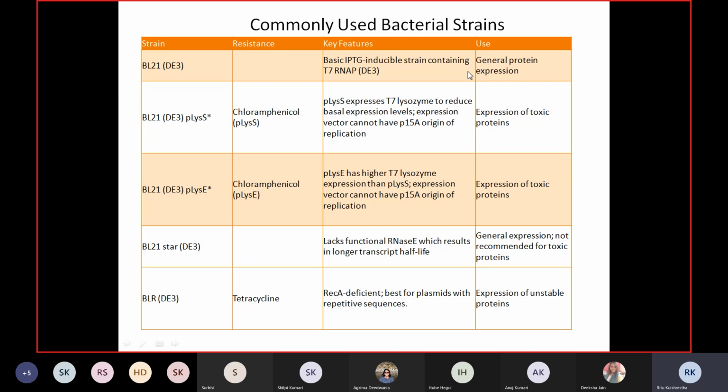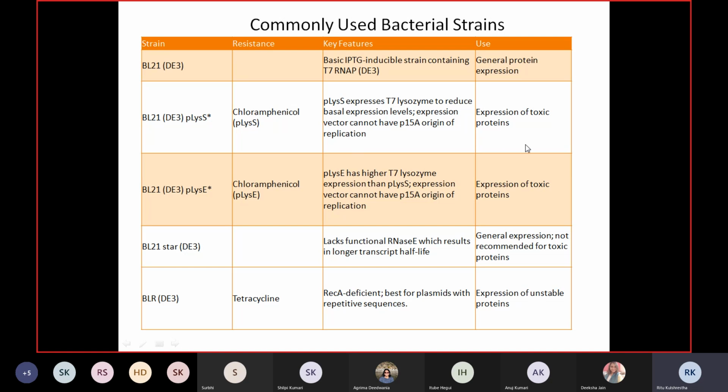It is a little complex how this whole system has been made, but I'll tell you in much more detail when I tell you about the expression vectors. But for your information, I just want to say that for an inducible system and a very strong protein expression system, the BL21 strain has been developed.